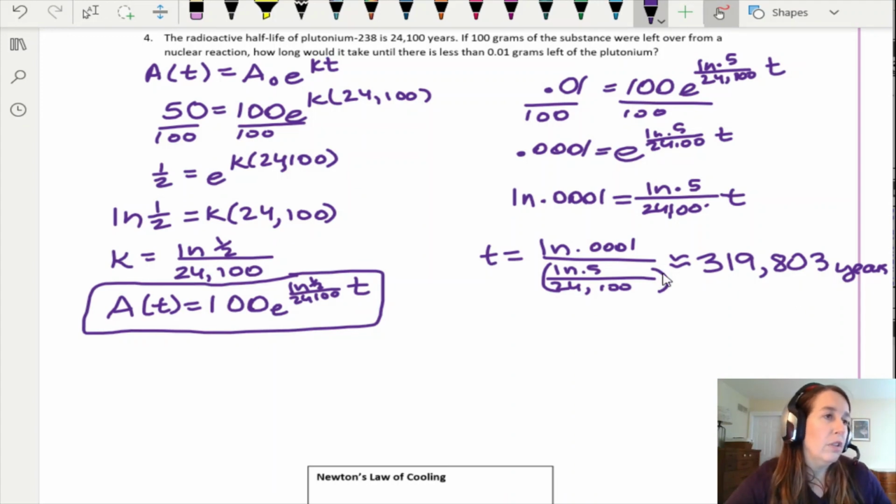So let's see if that makes sense. Okay, 24,000 is the half-life. We started with 100 grams and we only want 1/100th of a gram left. So yeah, it should be a lot of years. So that does make sense.